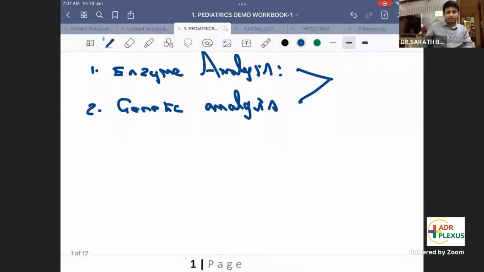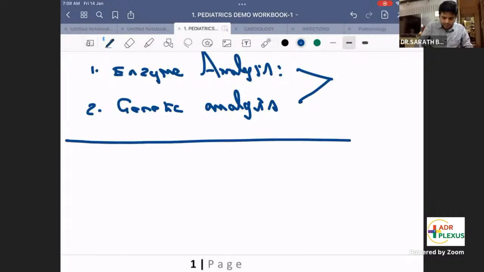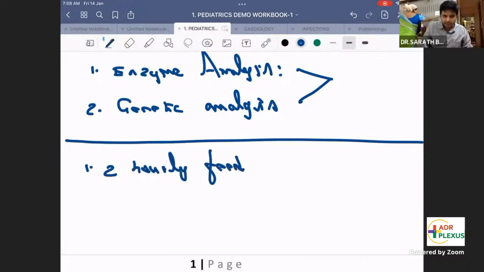Sir, what is the treatment right now for all these three? Remember, what is the problem, my dear boys and girls? The problem is recurrent hypoglycemia. The recurrent hypoglycemia occurs only when you go for fasting. So don't go for fasting. Just eat. So 2-hourly feeding.